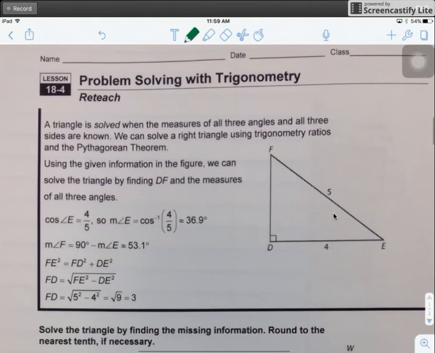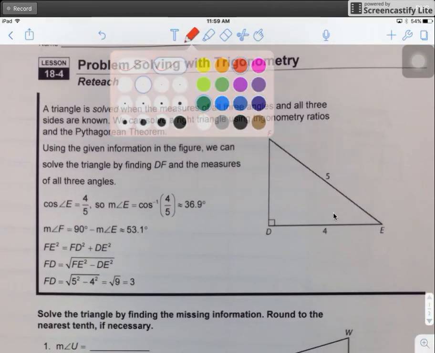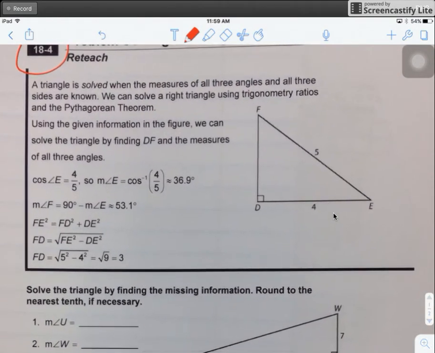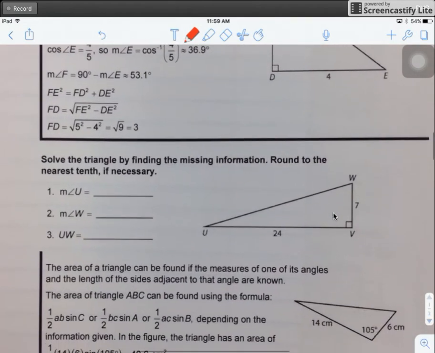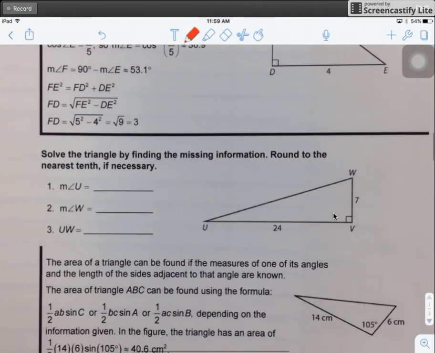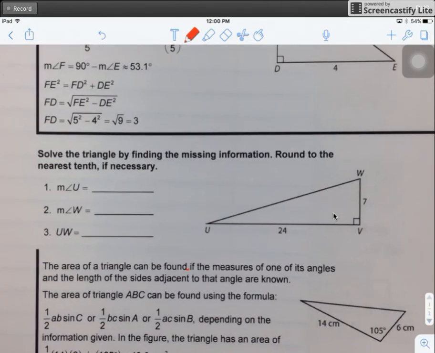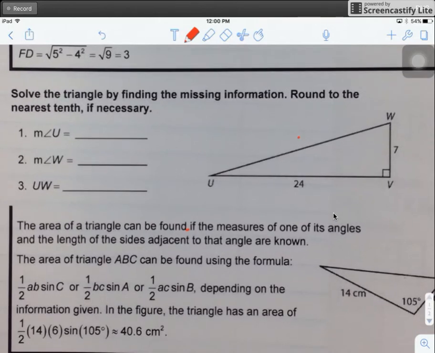Now moving on to reteaching 18.4, which deals with solving for a triangle. So the first 3 questions deal with this triangle right here. It says solve the triangle by finding the missing information and round to the nearest tenth if necessary. So the first question is asking for us to find angle U. And angle U is this angle right here. That's the acute angle. And the way that the problem is given, we are given the opposite side and the adjacent side to angle U.